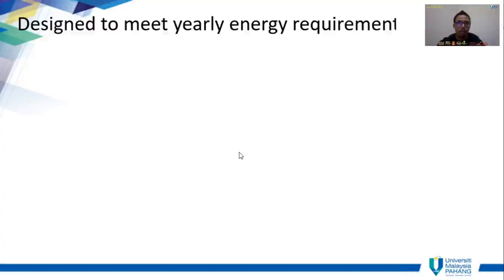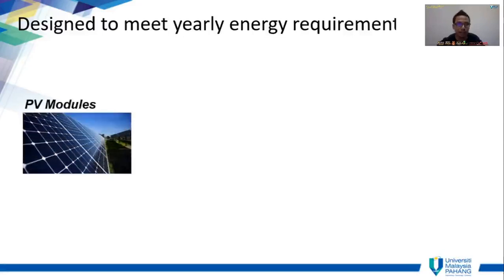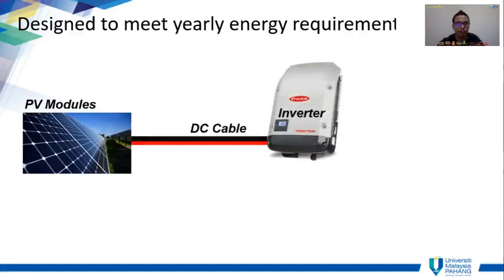For the case of designing a grid-connected PV system based on yearly energy requirement, it includes several equations related to the parameters from the PV module, cable, and inverter. So this is an example of PV modules, and the other side is the inverter. Both devices are connected through the DC cable.